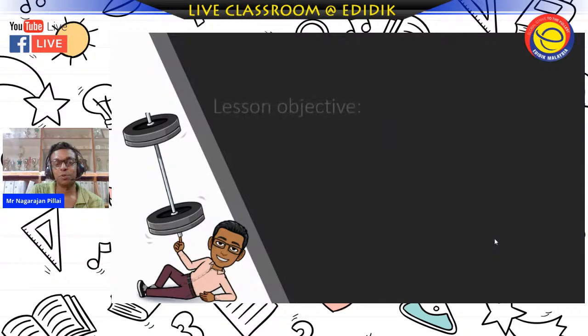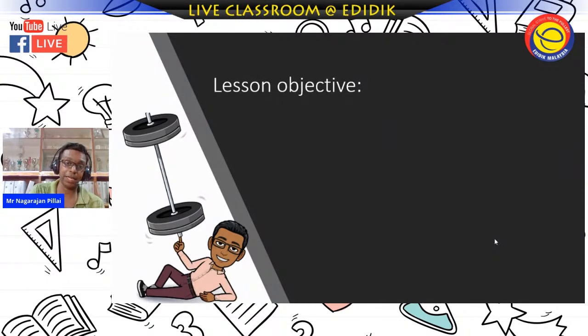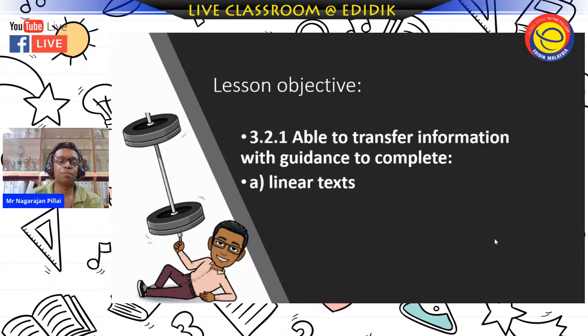Now, whenever we do classes, you need to know what you will gain from the class. So for today, by the end of this online class, I hope all of you will be able to transfer information with guidance to complete a linear text. Okay, today we will be doing the information transfer and we will be focusing on linear text.